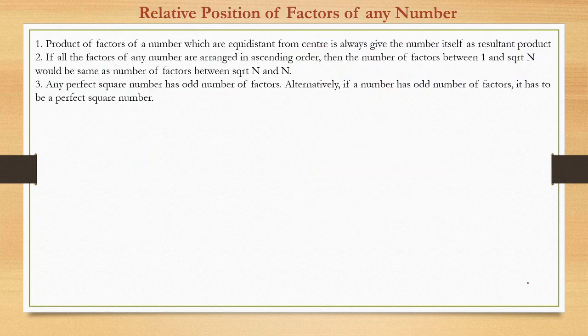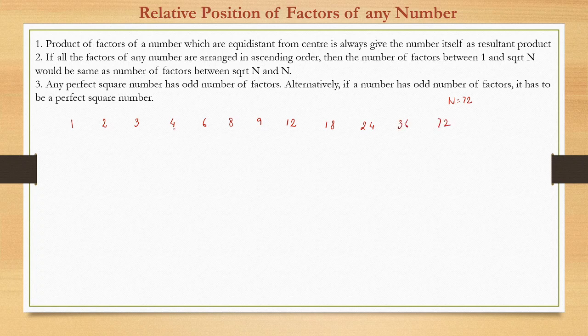Now moving to the next example case, where we'll see the relative position of factors of any number. That we have already seen, but just to conceptualize and frame those concepts, I have taken this case here. So we again see the example of n is equal to 72. I write the factors here: 1, 2, 3, 4, 6, 8, 9, 12, 18, 24, 36, and 72.